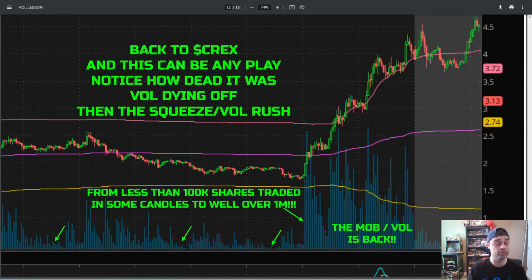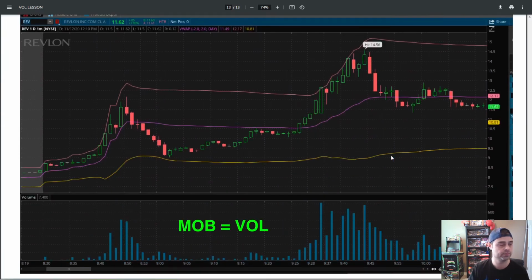As soon as this volume comes in, the biggest volume candles of the day, the volume's back, the mob's back. You know, look to now go long. This is now not a shorting opportunity, kind of like SRRA yesterday. It was more of a long opportunity. It was not a short opportunity.